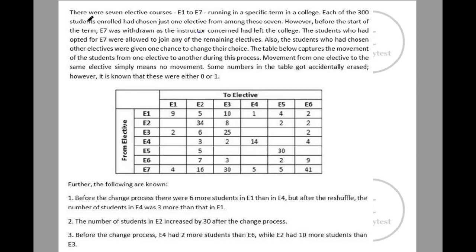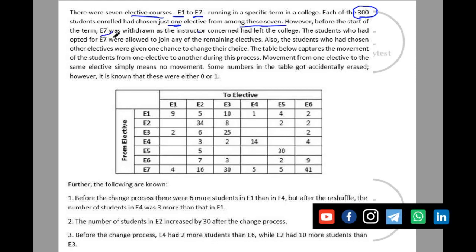Let's see if we can solve it in a faster manner using the techniques that we have. There are 7 elective courses, E1 to E7, running in a specific term in a college. Each of the 300 students, so there are 300 students enrolled, had chosen just one elective from these 7. So everyone chooses one elective. However, before the start of the term, E7 was withdrawn. So this E7 was withdrawn. As the instructor concerned had left the college, the students who had opted for E7 were allowed to join any of the remaining electives. Also, the students who had chosen other electives were given one chance to change their choices.